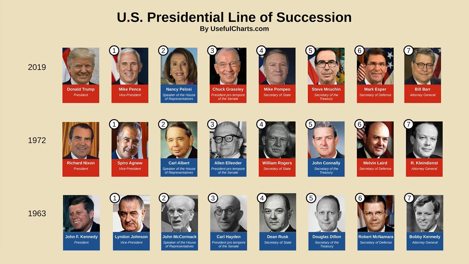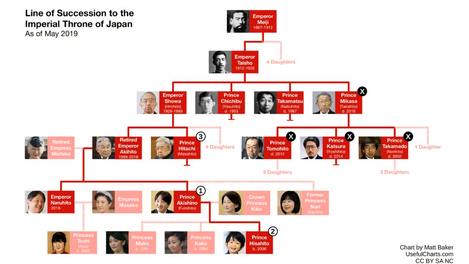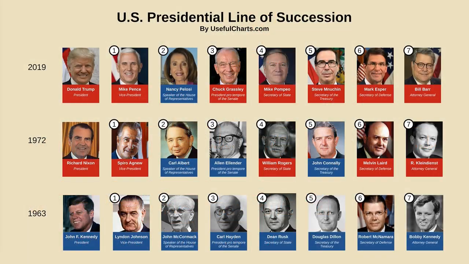Today I'm going to talk about the presidential line of succession in the United States. In previous videos, I've looked at the line of succession to the British throne, as well as the line of succession to the Japanese throne. Even though the U.S. head of state is not a hereditary monarch, the country does still have a line of succession, just in case a president dies, is incapacitated, resigns, or is removed due to impeachment.